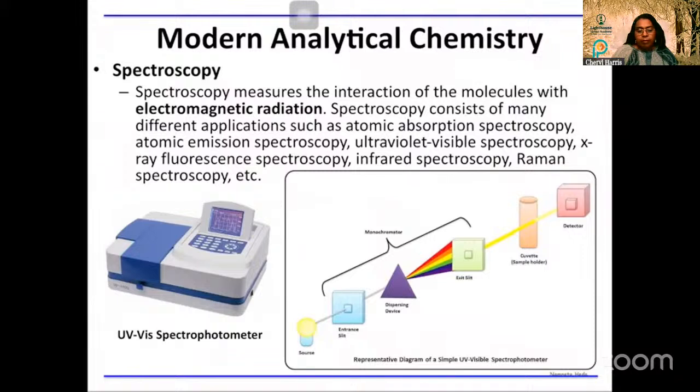Spectroscopy makes use of the equipment called a spectrophotometer. The representative diagram of a spectrophotometer is shown. We have a light source, a monochromator, cuvette, and detector. The light source provides the electromagnetic radiation. The monochromator, which comprises an entrance slit, dispersing device, and an exit slit, narrows down light to a single wavelength which is specific for the analyte. Take note that light is composed of multiple wavelengths.